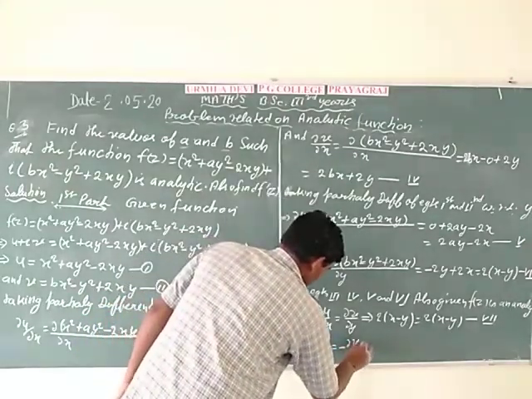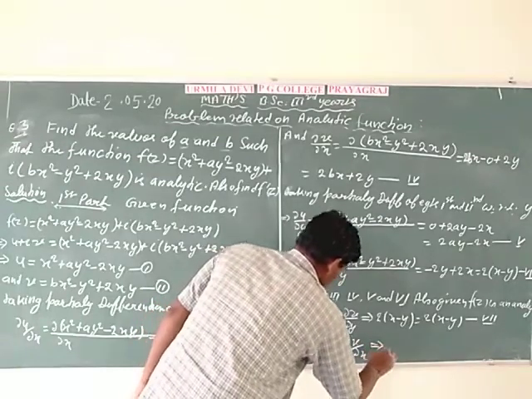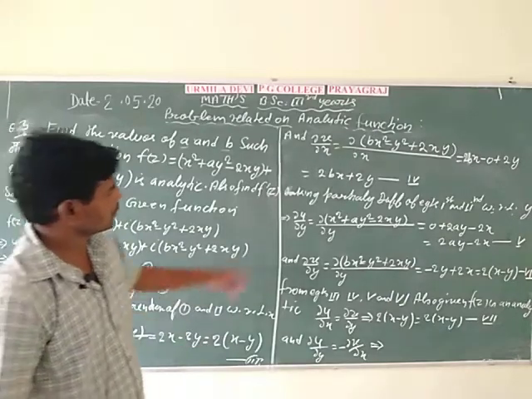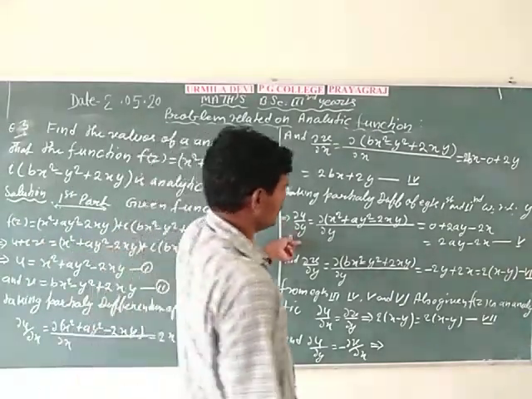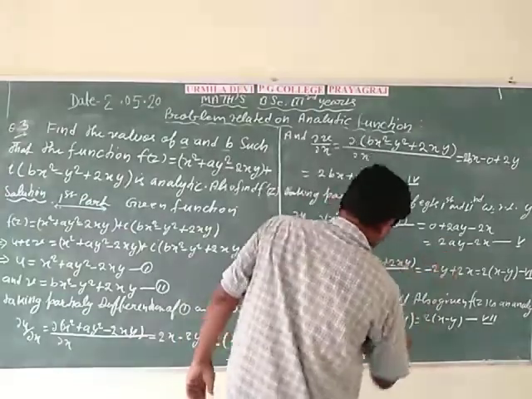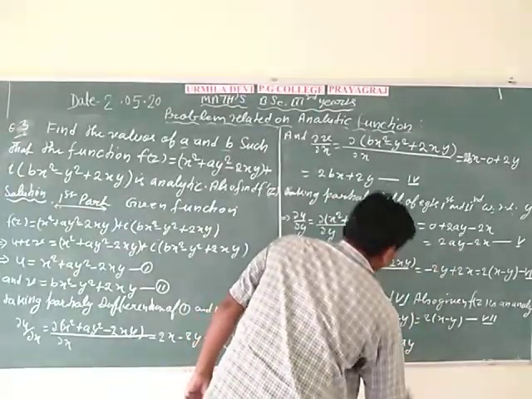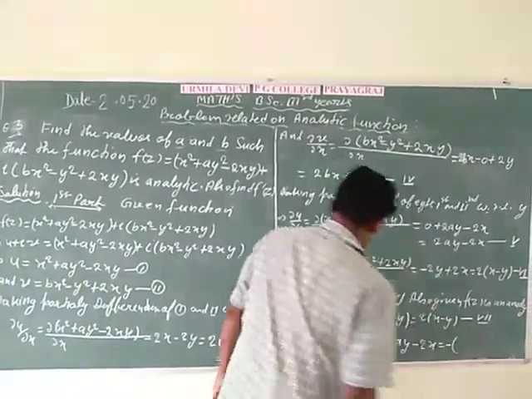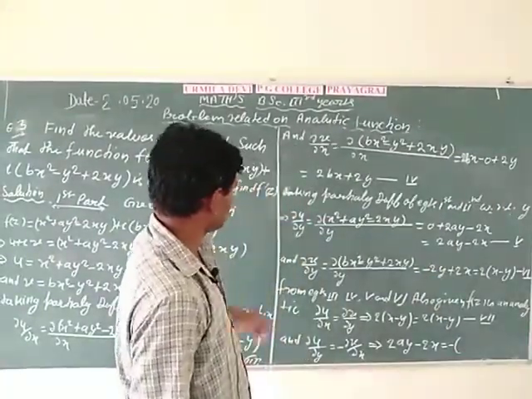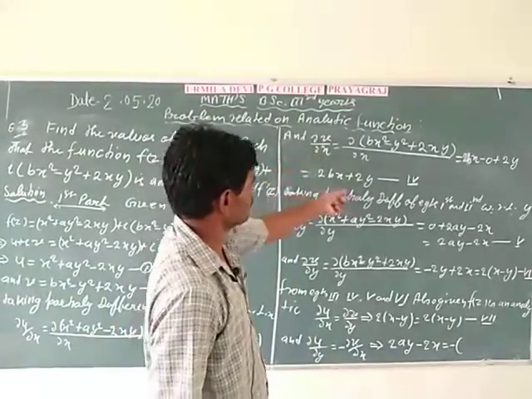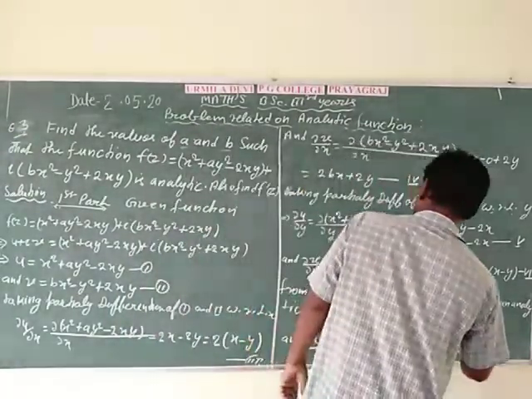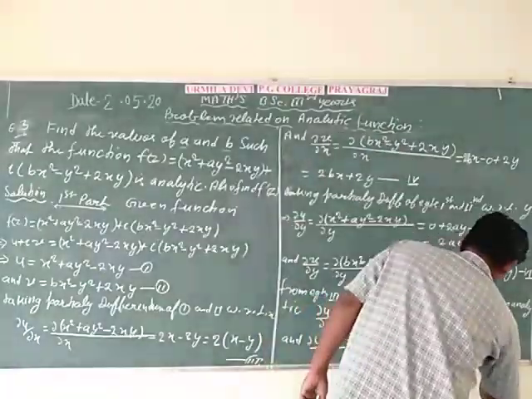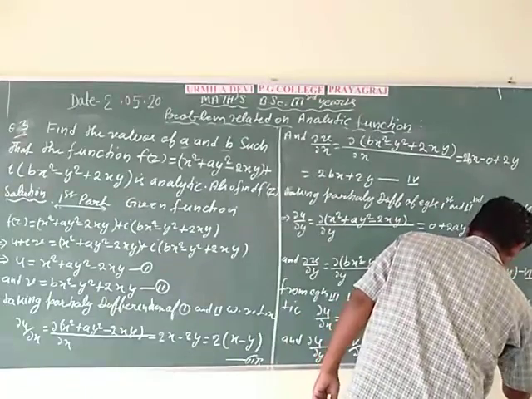And del u by del y is equal to minus del v by del x. Putting the value of del u by del y from equation 5th, 2ay minus 2x, is equal to minus the value of del v by del x from equation 4th, 2bx plus 2y, represented by equation 8th.